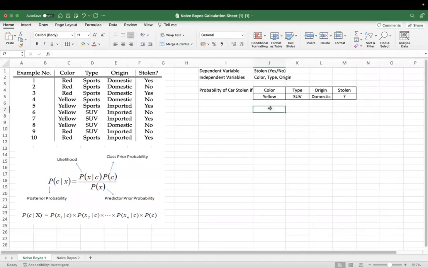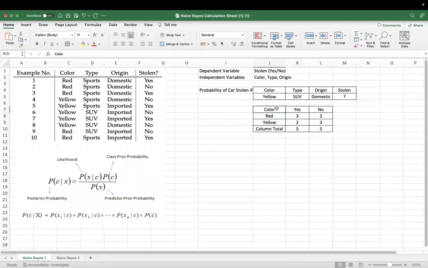Now we have to create probability tables, with yes and no, and the colors red and yellow. The first probability table is for color. Now how many red cars are stolen? Red and stolen yes is 3, red and no is 2. Yellow and yes is 2. So the column total is 5.